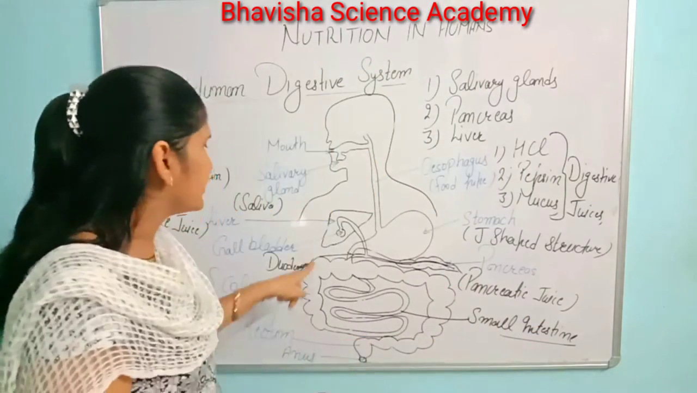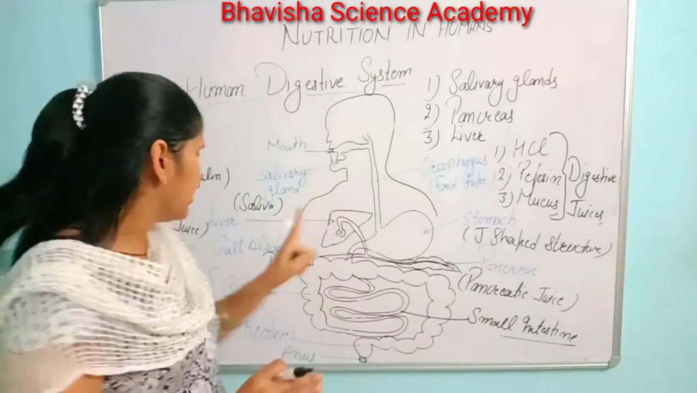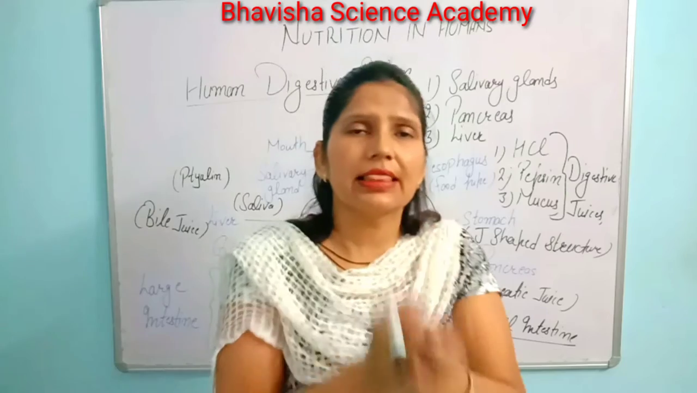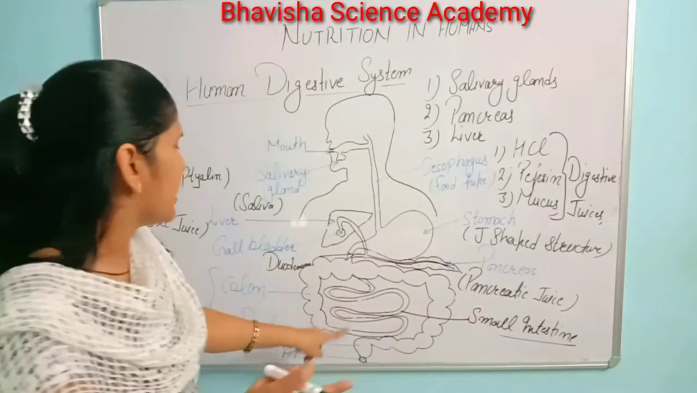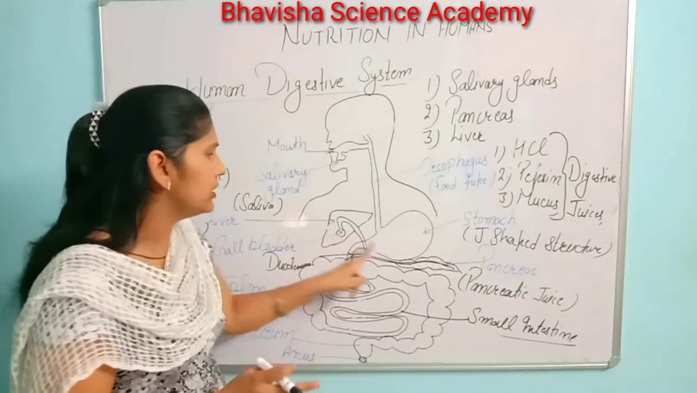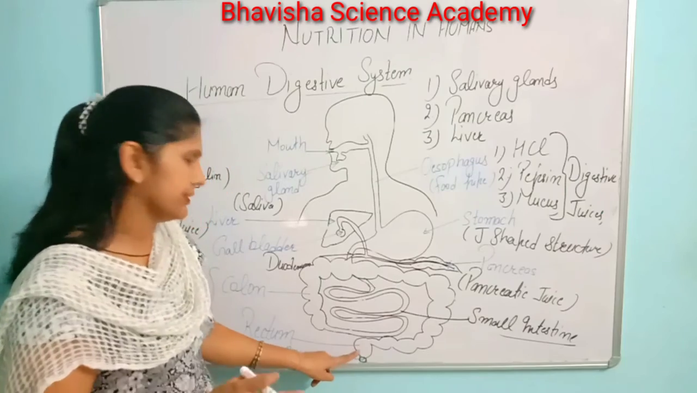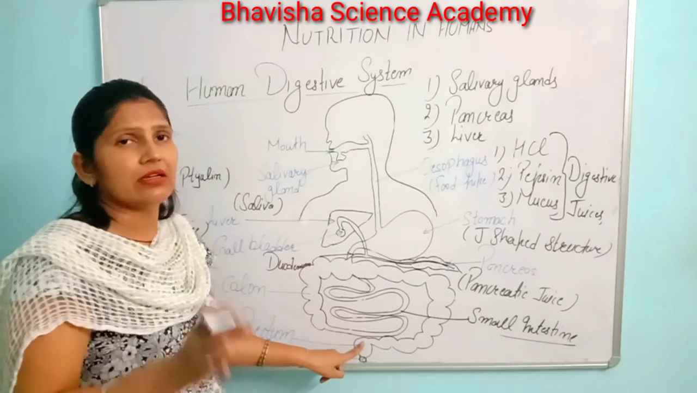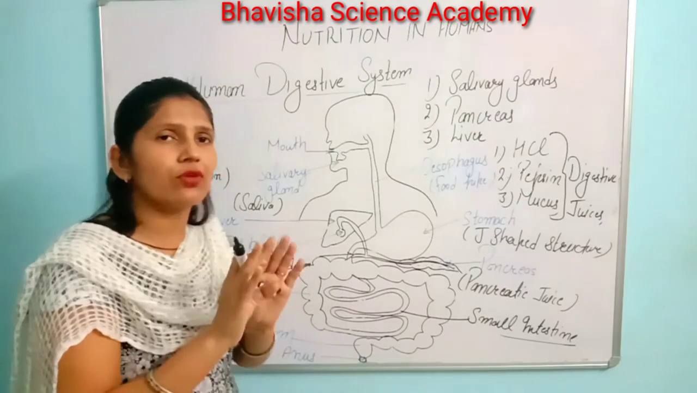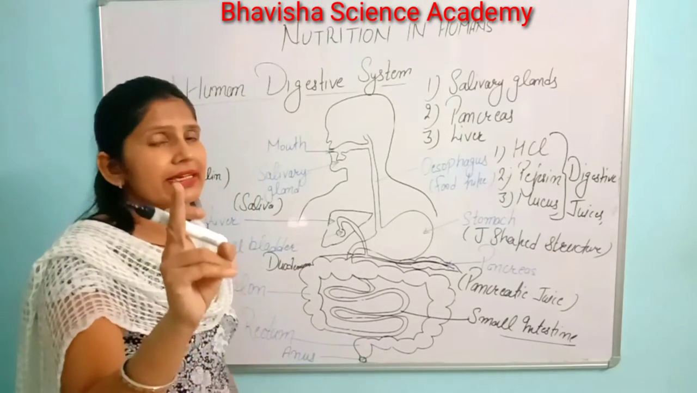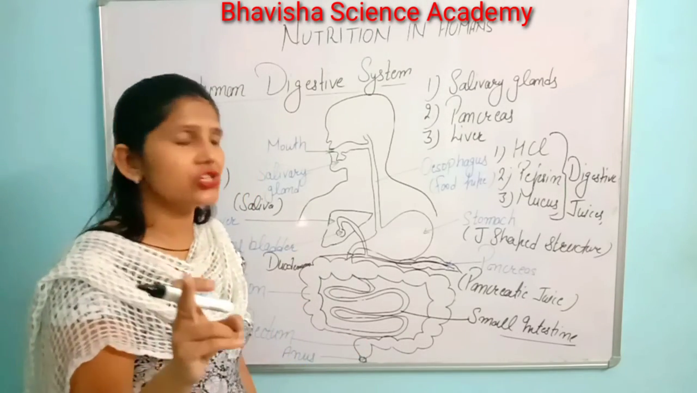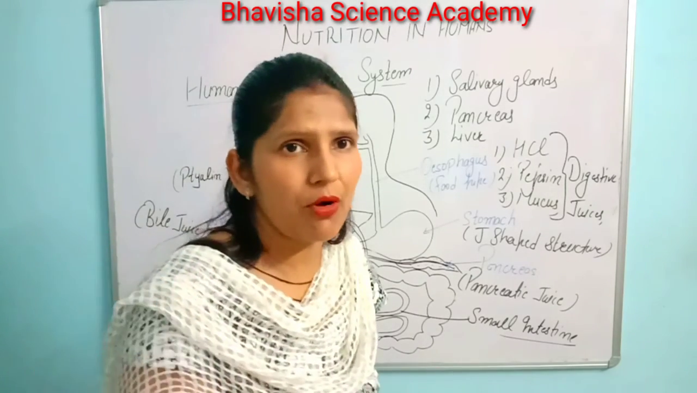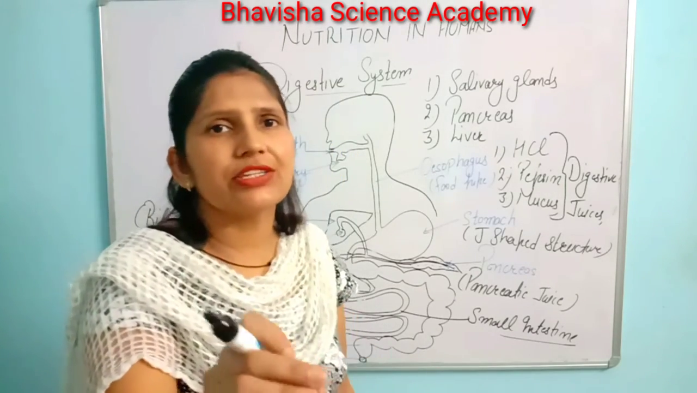After that repairing, any undigested part that is not required in our body will be passed to the large intestine, colon and rectum. These combined are known as the large intestine. Undigested food is stored in the rectum as a temporary store. After that, undigested food goes out of the body. That is known as egestion. Undigested food passing out of the body is known as egestion.